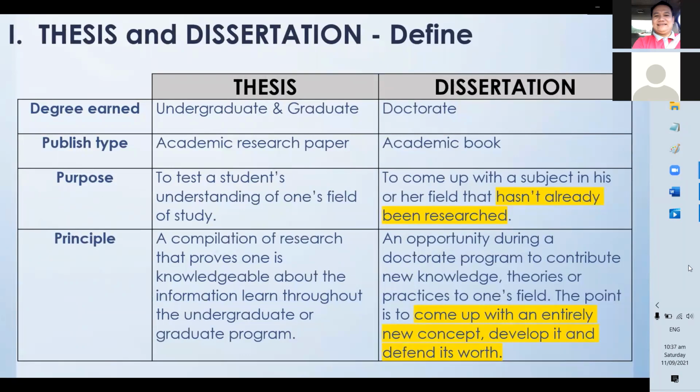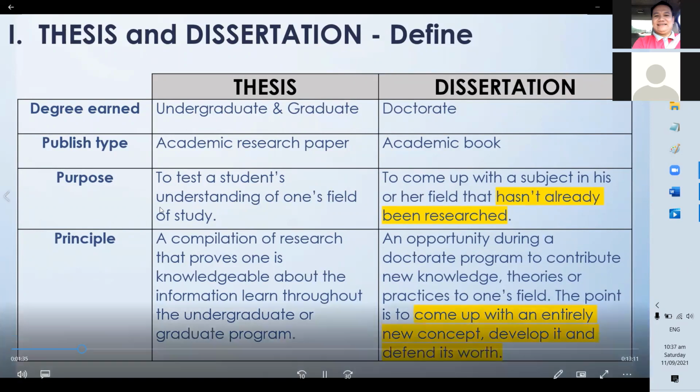With a dissertation, a student earns a doctorate degree. It is an academic book, and its purpose is to come up with a subject in his or her field that hasn't already been researched. This is an opportunity during a doctorate program to contribute new knowledge, theories, or practices to one's field. The point is to come up with an entirely new concept, develop it, and defend its worth.